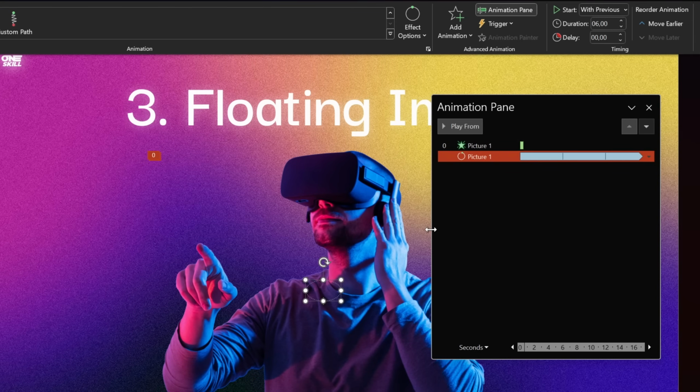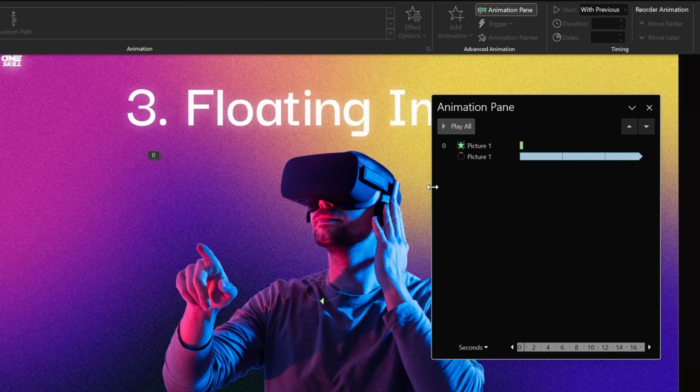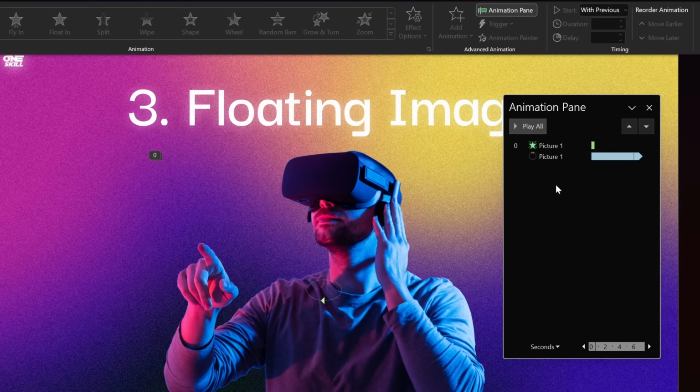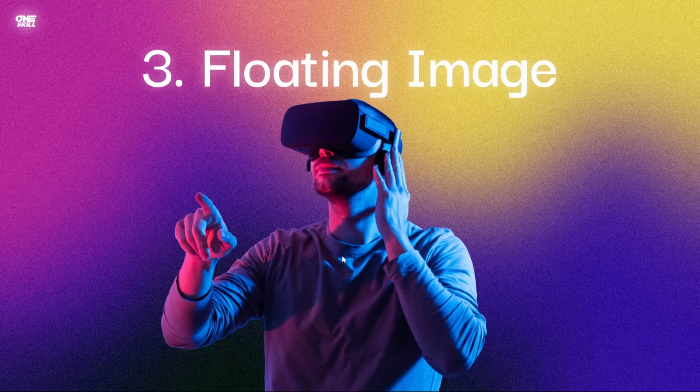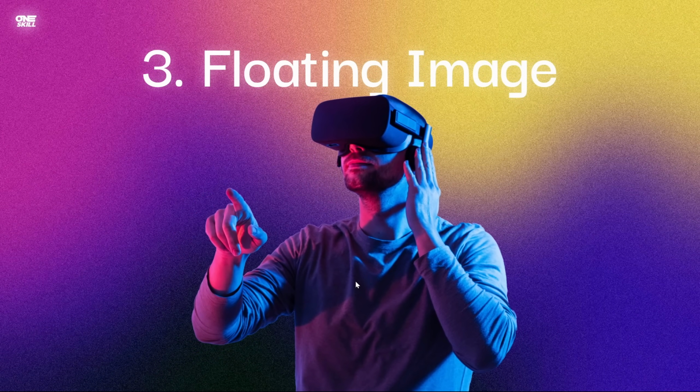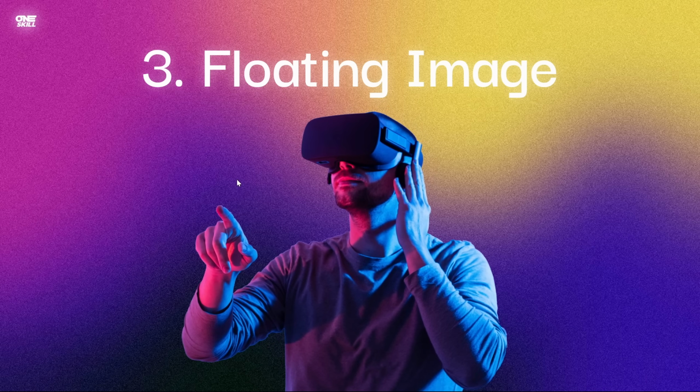Okay. And now let's check it out on the full screen. Let's see what we have created so far. First of all, the image should fade in, and then it should be just going in circles. Just like that. The animation duration is 6 seconds, and that's looking beautiful.